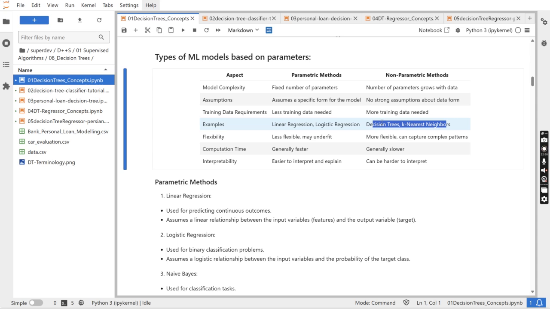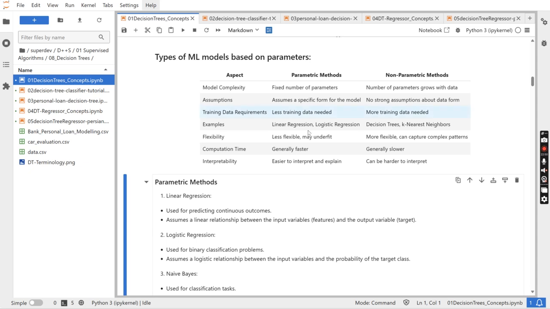That k number is not known to you, right? It could be 3, it could be 5, it could be 7. Based on that, the cluster size will form, right? So that's why it's non-parametric. Next is flexibility. Parametric methods are less flexible, and they may overfit or underfit. Non-parametric methods are generally more flexible. Doesn't matter what type of data you provide, they will still try to capture the complex patterns.